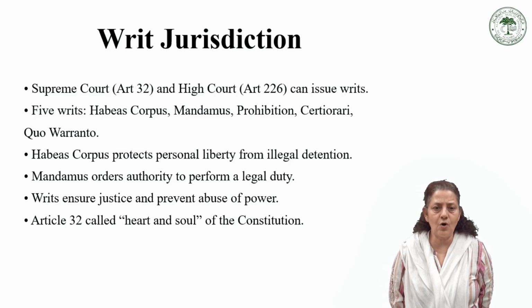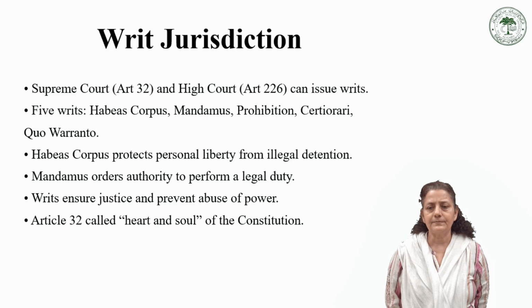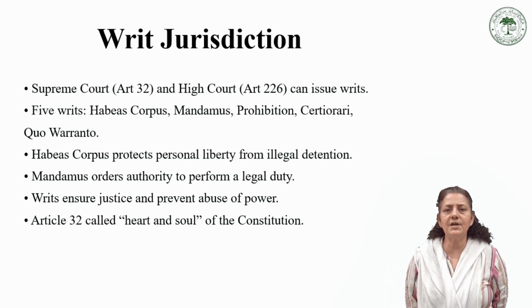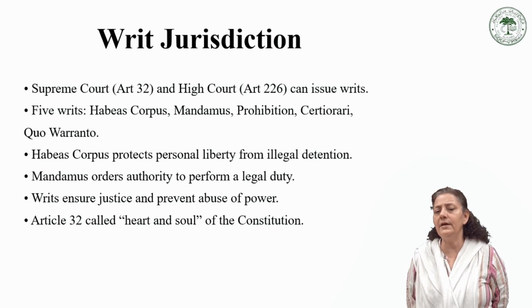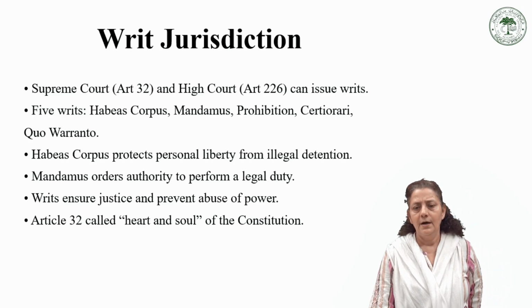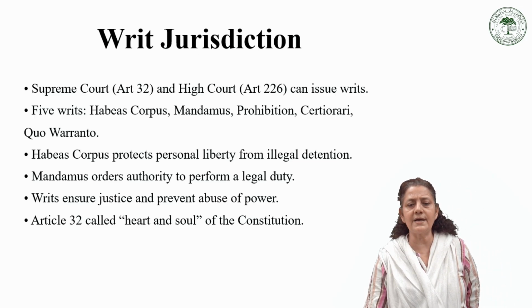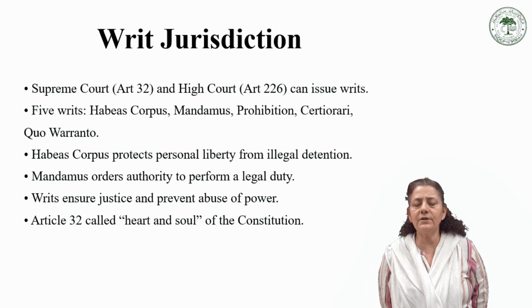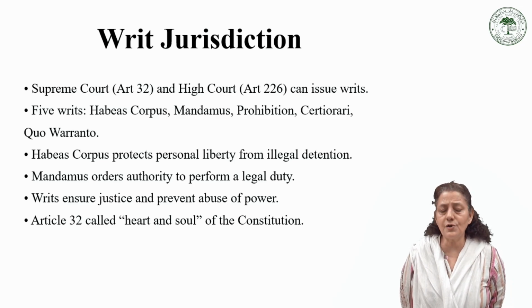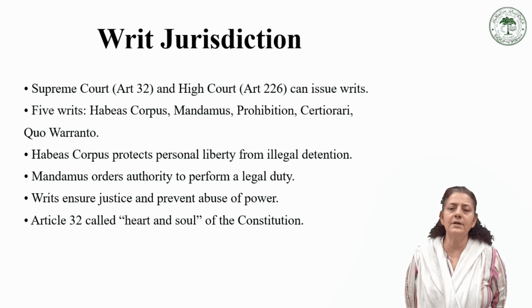The first is habeas corpus, which means to have the body. It is issued to produce a person who is illegally detained before the court. The second is mandamus, which directs a public official or authority to perform a duty they are legally bound to do. The third is prohibition, issued to prevent a lower court or tribunal from exceeding its jurisdiction. The fourth is certiorari, which allows a higher court to transfer a case from a lower court or to quash its decision if it acted beyond its power.